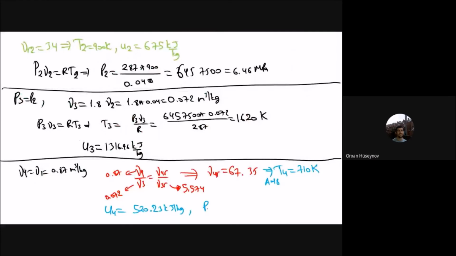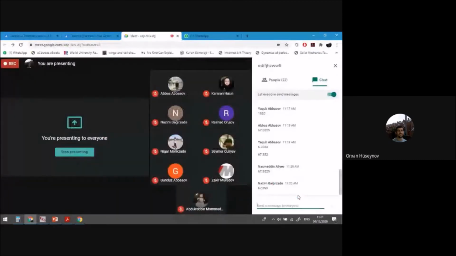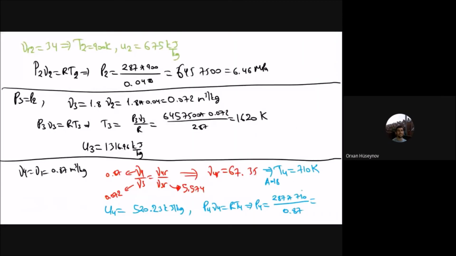You can find it. Pressure at 4 times nu at 4 will be equal to R times the temperature at 4. From here, you can find that pressure at 4 will be equal to 287 multiplied with 710 and divided by the nu4 value, which is 0.87. Okay, and from here you can get the pressure at state 4. So if you have the pressure values, you can tell me.